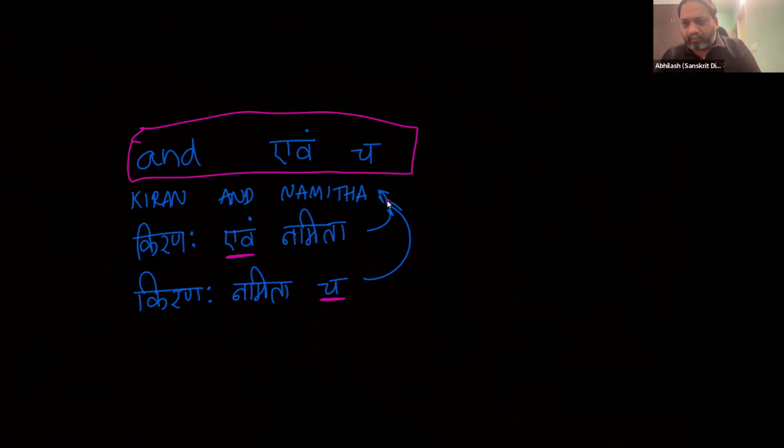Cool? Everybody make two sentences each. There was a cat and a dog. Shwanah evam marjarah asti. Was.